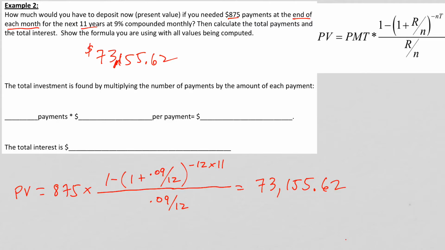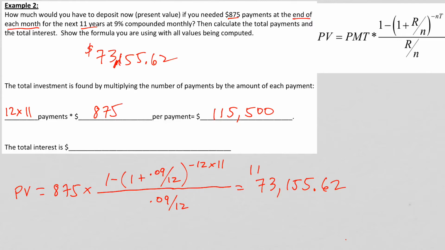Okay. But we are going to extract 12 payments each year for 11 years. So we're going to extract that many payments, and each payment is going to be $875. So we'll take out a total of $115,500. But we only put in $73,000 to begin with, so we made some interest.